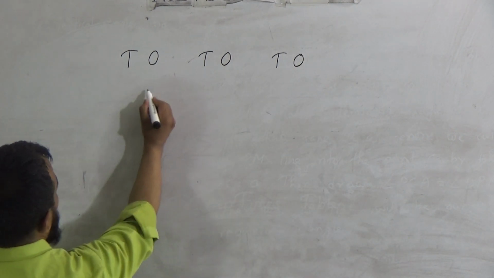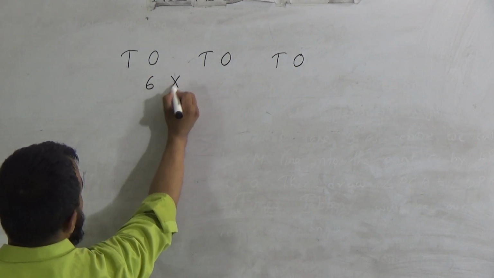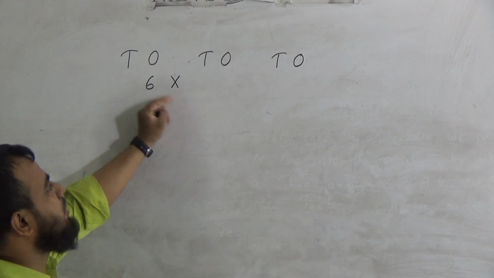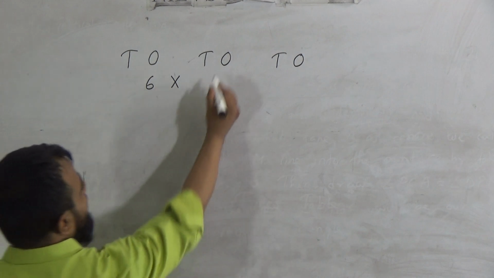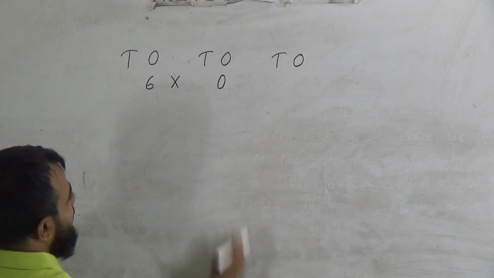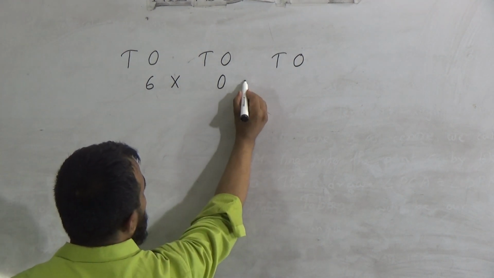Now in the ones place we should write down 6. Then in the gap we should use the multiplication sign. And after that we should write down from 0 to 10. 0 we should write down after the ones place. That means in the bottom of the ones place we should write down 0. And in this gap we will use the equal sign.